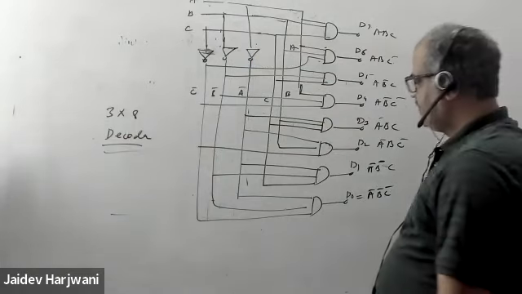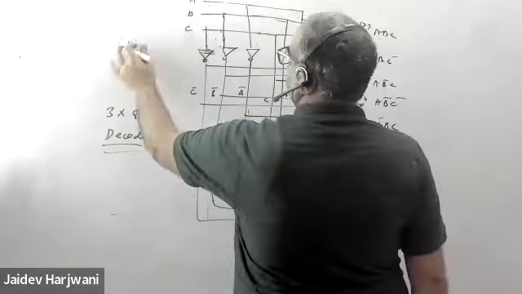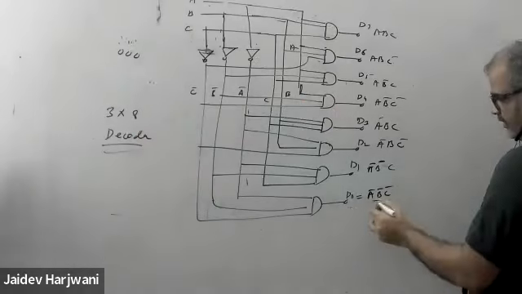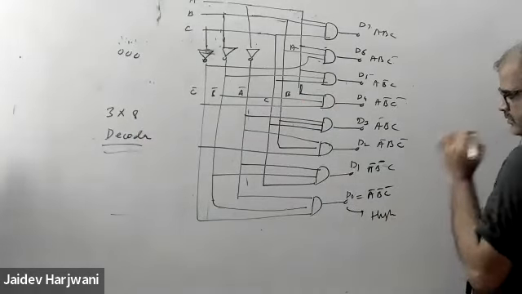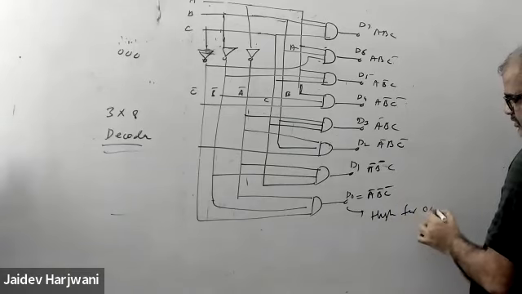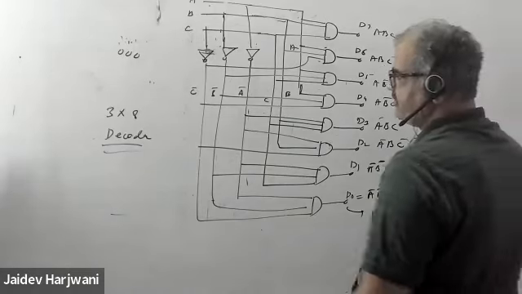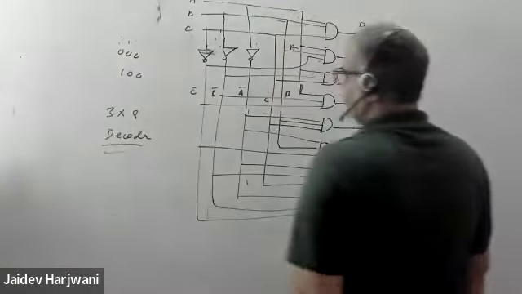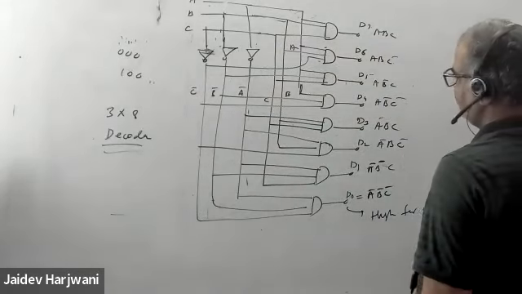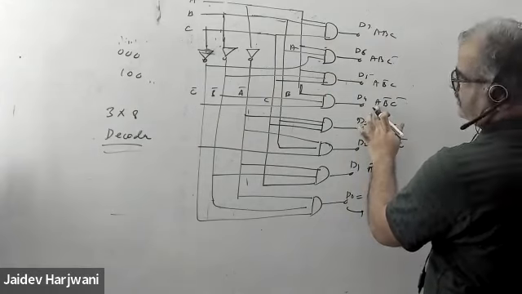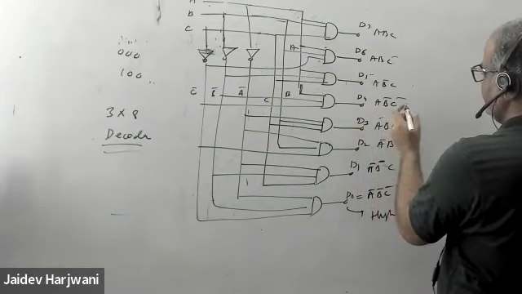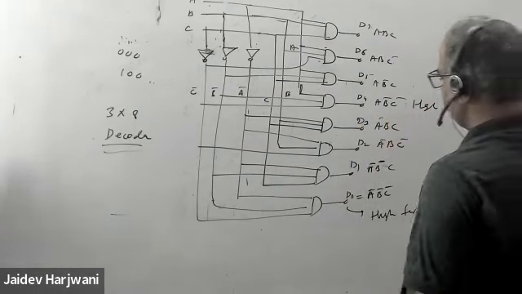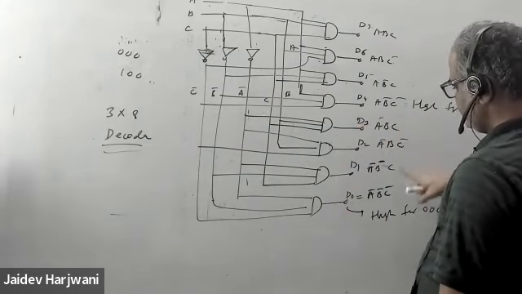So for any given combination, any code you give here, for example, you give 0 0 0. Okay, 0 0 0. So only this D0 will be high for 0 0 0. Okay, suppose you put 0 0 1 0 or 0 1 0 0. So 1 0 0, 4. So only this will be high for 1 0 0. All other will be 0. Okay, once you make C 0, this is 0.